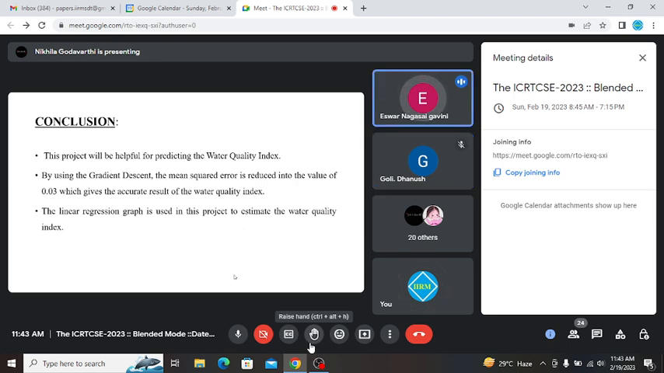Today I am explaining the conclusion of the project. This project will be helpful for predicting the water quality index. By using gradient descent, the mean squared error is reduced to a value of 0.03, which gives an accurate result for the water quality index. The linear regression graph is used in this project to estimate the water quality index.